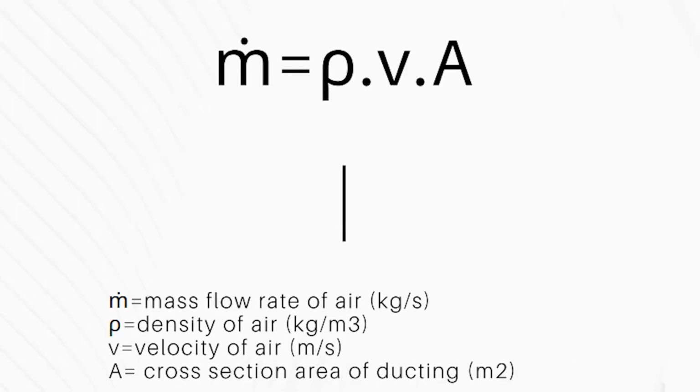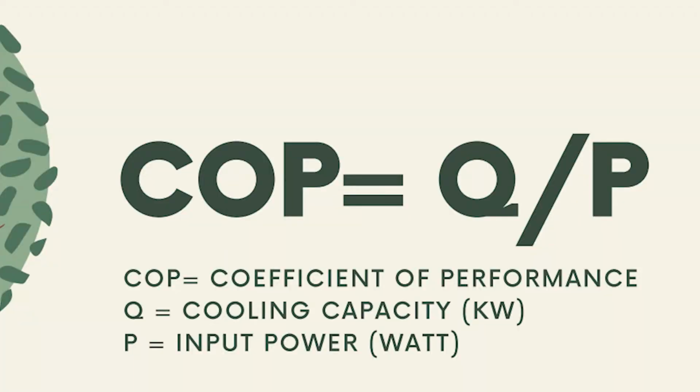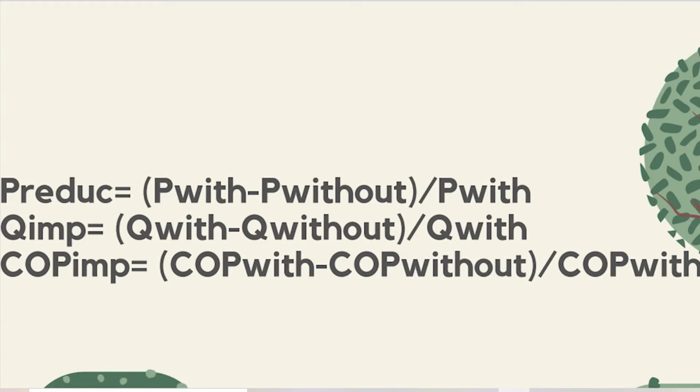The mass flow rate can be obtained using the multiplication of density, velocity, and area of the ducting. The COP, which is the coefficient of performance, is calculated based on the formula Q over P, where the Q and P values are obtained before. The dissimilarity between condensate water existence and non-existence is calculated by 3 equations, which are input power reduction, cooling capacity, and COP improvement, each consisting of the difference between the values with and without condensate water divided by the condensate water value.